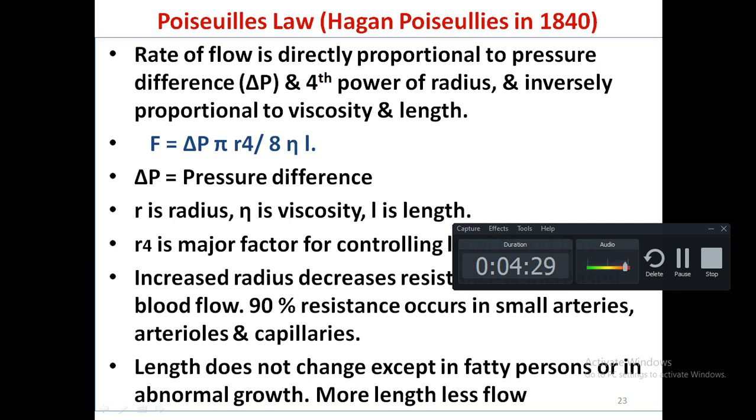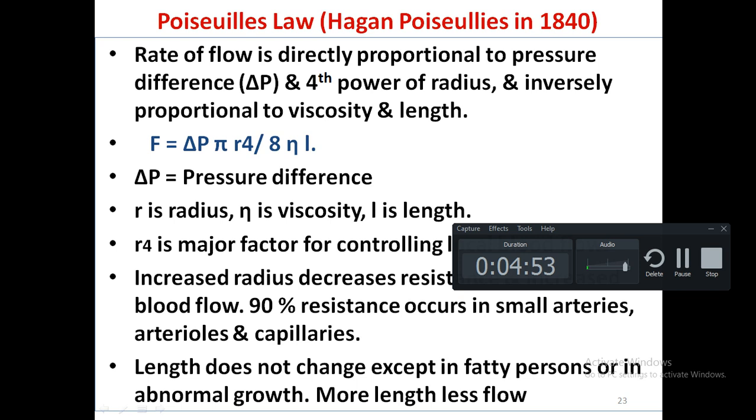Now in this equation, delta P is the pressure difference or pressure gradient, whereas pi, as you know, is a constant. R raised to the power 4 is the radius of the vessel, whereas eta is the viscosity of the blood, and then L is the length of the vessel.